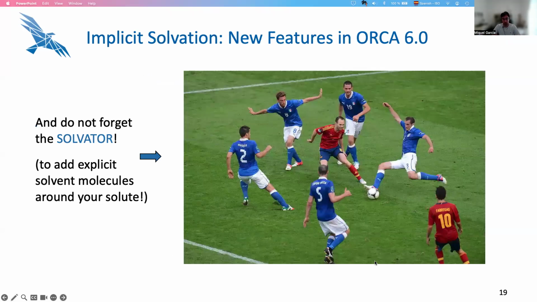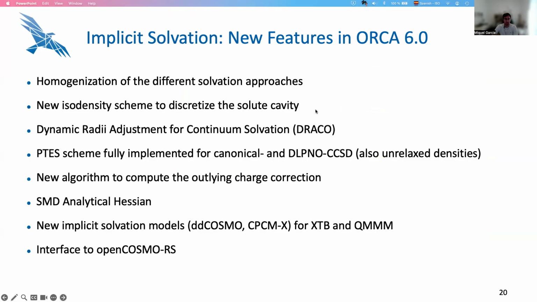So at this point, I'm done with the features regarding implicit solvation in ORCA. I just want to remind you that there is another feature regarding solvation, the SOLVATOR, that is a very nice tool to add explicit solvent molecules around your solute. Here would be this Spanish play, and this would be the super ordered, maybe Italian solvent molecules. Okay. Well, after that, these are the highlights of what has been done in ORCA 6 regarding solvation.